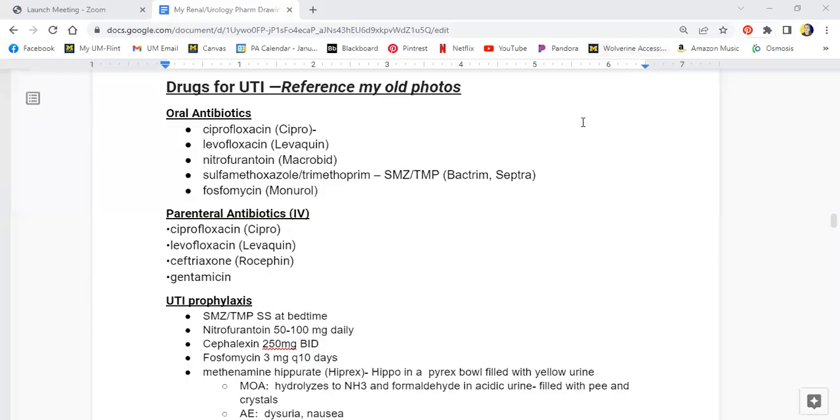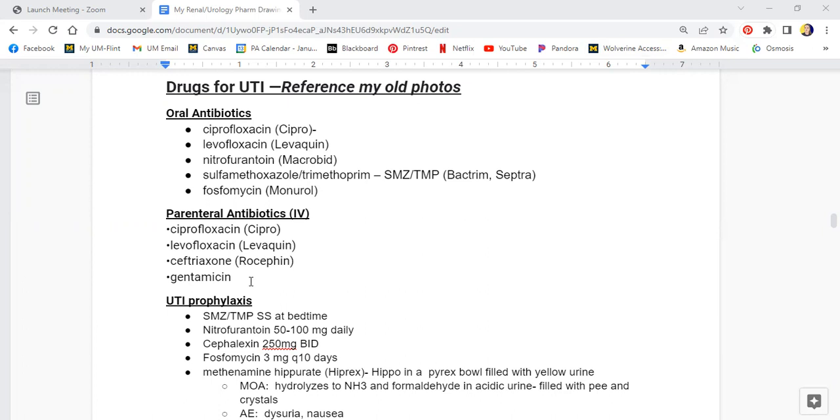So next we talked about drugs for UTIs, and these are all antibiotics that we've covered before. You have ciprofloxacin and levofloxacin, which are your fluoroquinolones. You have nitrofurantoin, you have your Bactrim, and then you have fosfomycin. Those are, like I said, oral. And then your IV, you can also do Cipro and Levo, and then ceftriaxone and gentamicin.